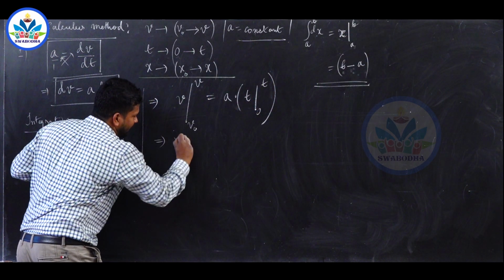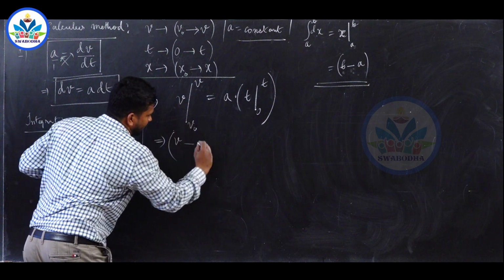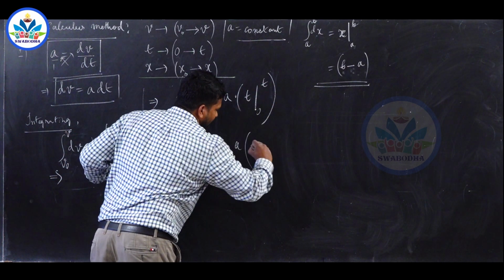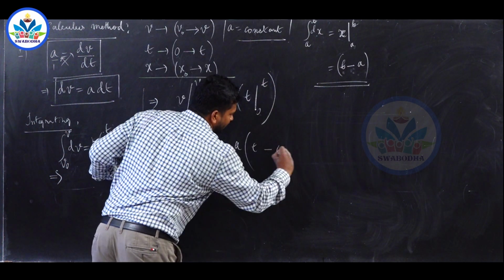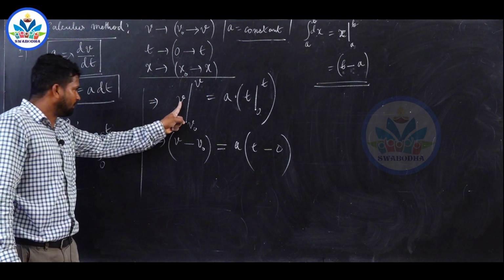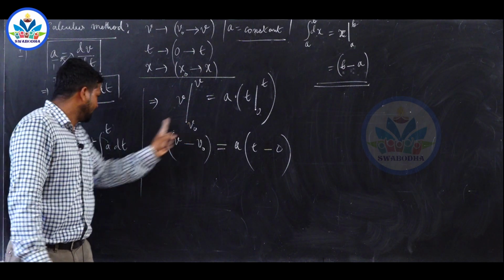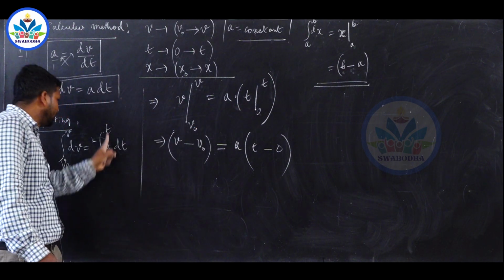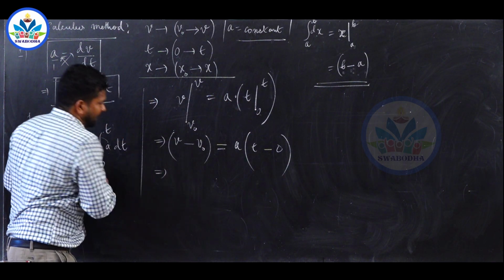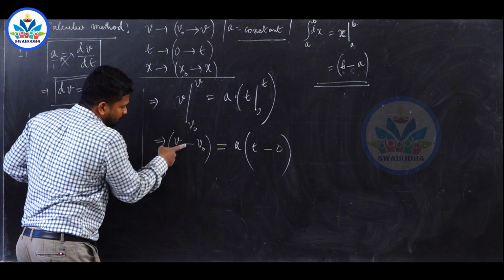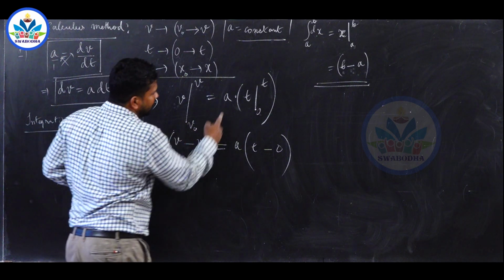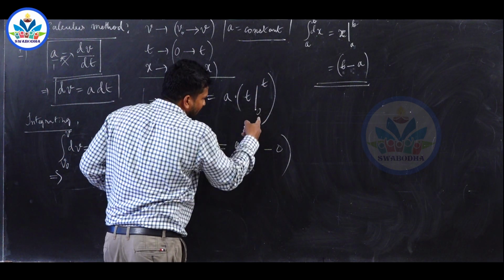Similarly, for v, the upper limit v minus the lower limit v equal to v naught, equals a into, similarly for t, the upper limit t minus t equal to 0, correct? After integration, dv becomes v. A is constant, so it is taken outside, and the integration of dt is t between the limits 0 to t. This is not an integration symbol, the integration is over, we have integrated already. Upper limit v equal to v minus the lower limit v equal to v naught, a constant outside, t equal to t minus t equal to 0.